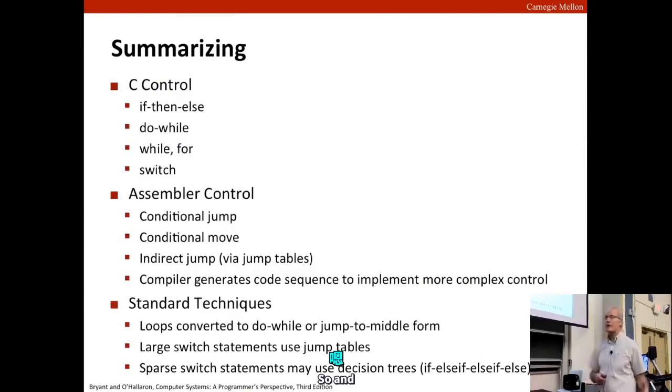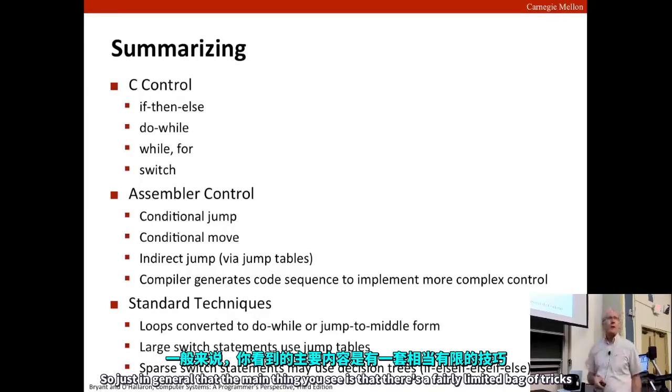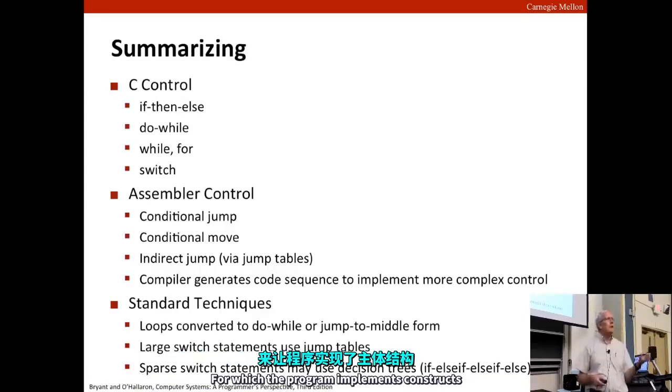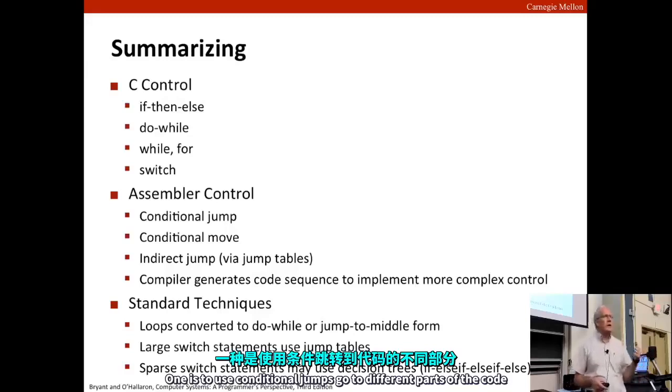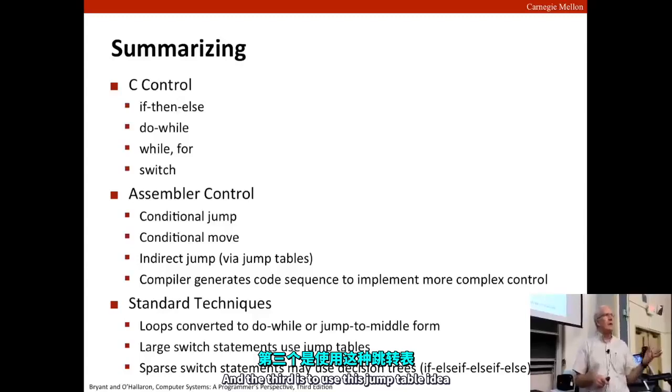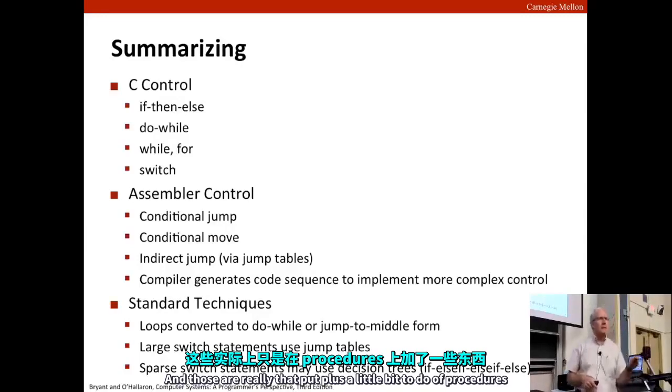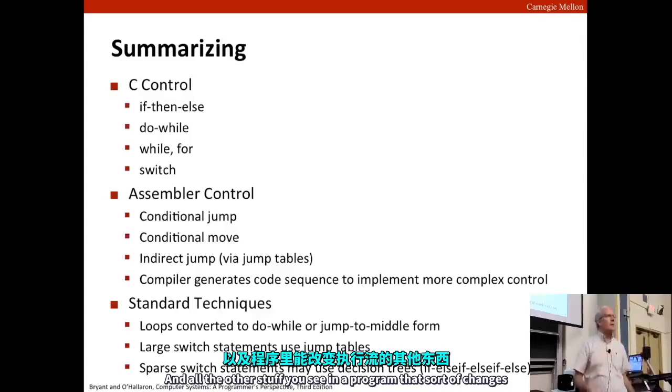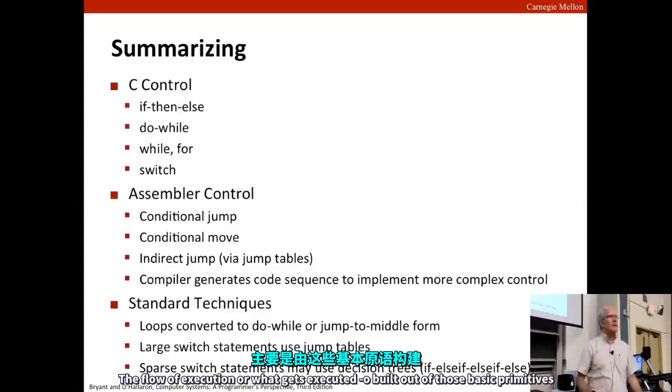So just in general, the main thing you see is that there's a fairly limited bag of tricks with which the program implements conditional constructs. You've seen basically three. One is to use conditional jumps, going to different parts of the code. Another is to use conditional moves. And the third is to use this jump table idea. Those, plus a little bit to do procedures, is sort of all there is. All the other stuff you see in a program that changes the flow of execution or what gets executed is built out of those basic primitives.